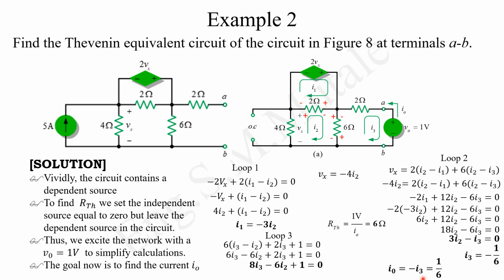And now for us to find Thevenin's resistance, it will basically be the assumed voltage, which is 1 volt, divided by the I0, because our role was to find the I0, which has been this. When you divide this one into that one, we are having 6 ohms as our Thevenin's.